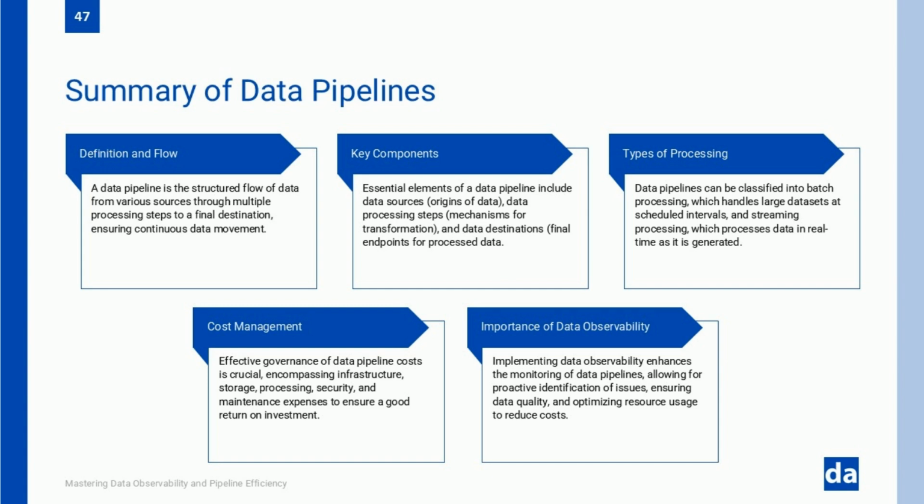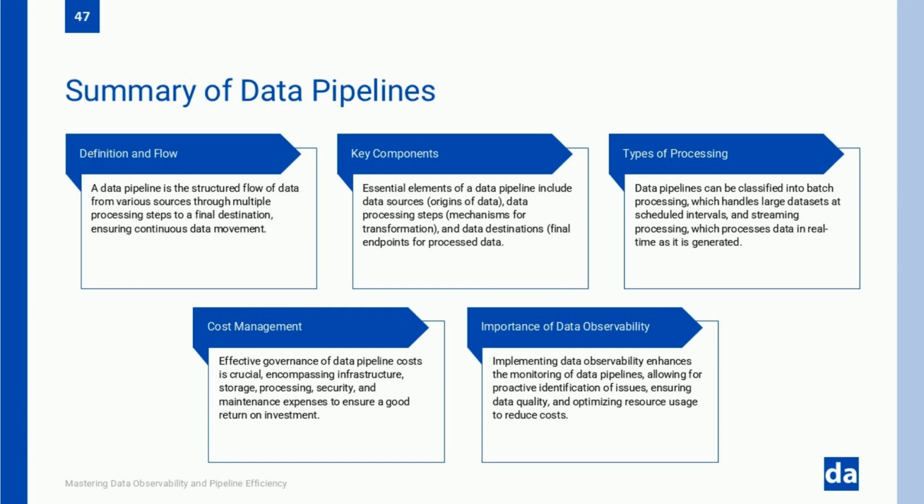Key components. Every effective data pipeline comprises data sources, where the journey begins. Processing steps, the transformative stages, e.g., cleaning, aggregating. Destinations, where the processed data lands, ready for use. Example: from raw IoT sensor data to aggregated insights visualized in dashboards.